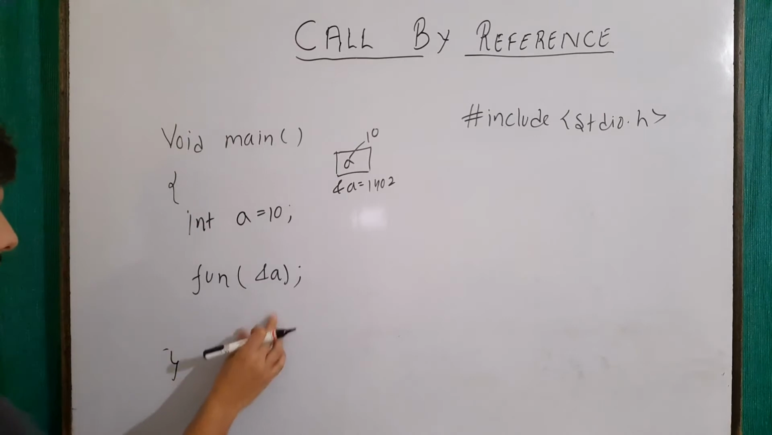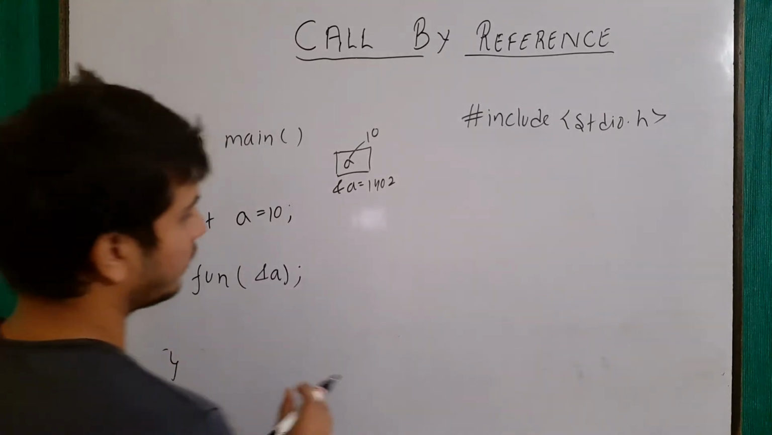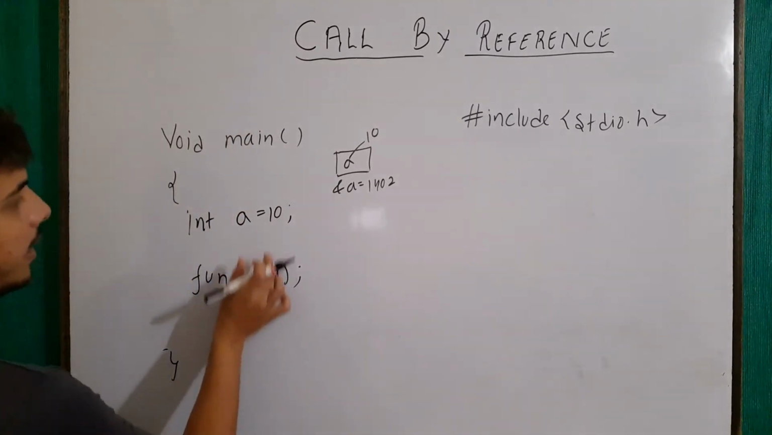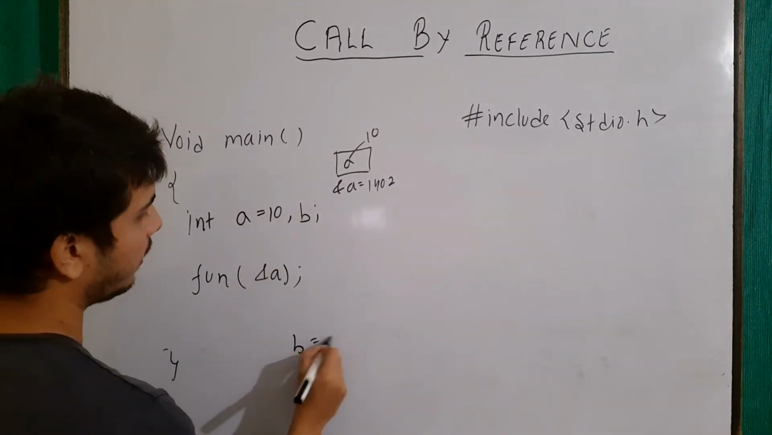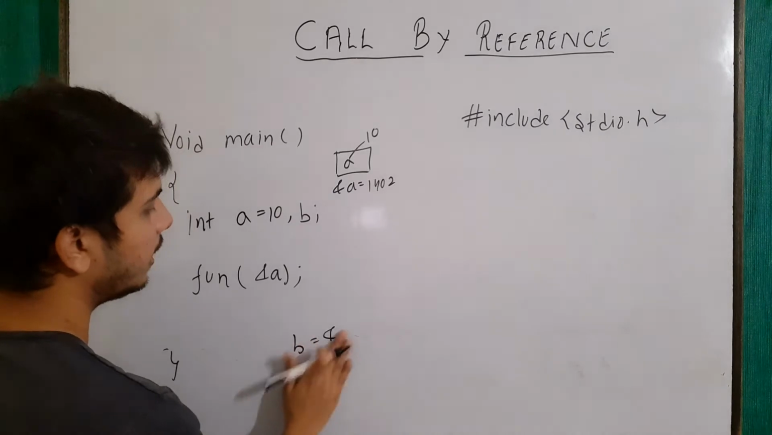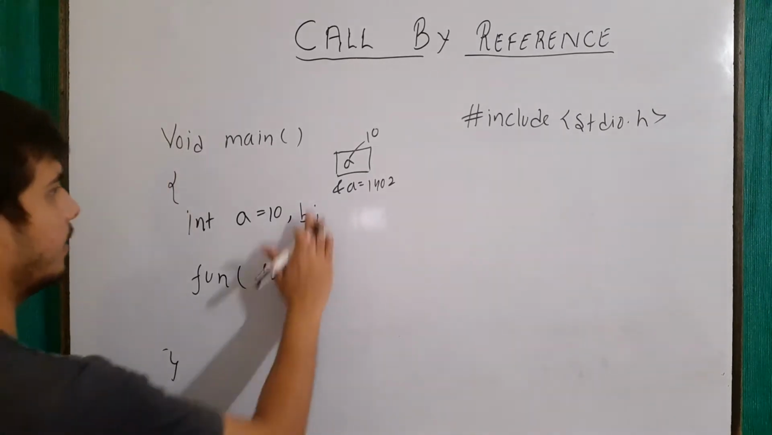This is the address. Previously we talked about how only a single pointer can hold the address of a normal variable. It means that if I write b equals &a here, this is not allowed. Only a single pointer can hold the address.